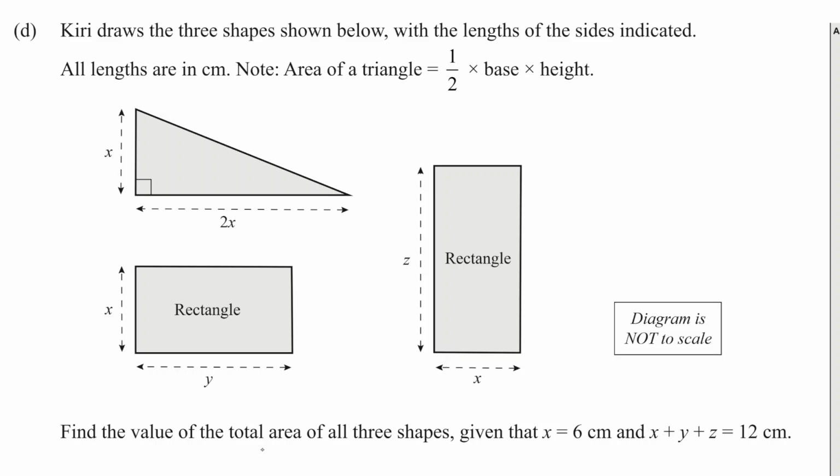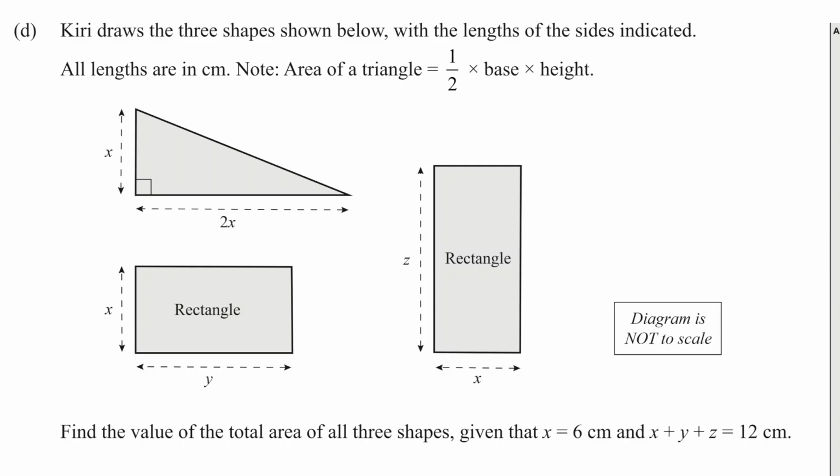We're asked to find the total area. Total area, just the combined area of all the 3 shapes. And we're given x is 6, that's great. And we're also given x plus y plus z is 12. So that's a bit interesting. If we were just given, let's say y equals 3 and z equals 4, we could just substitute in for x, y, and z, get the areas. But we're not, so how are we going to approach this?